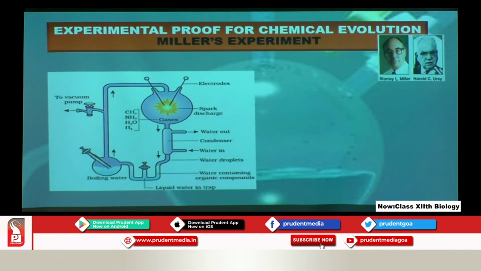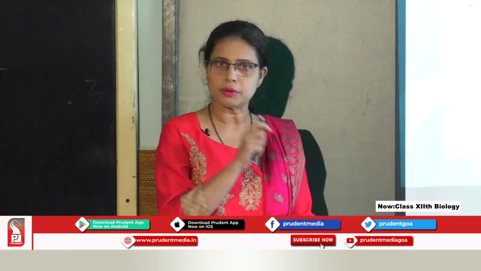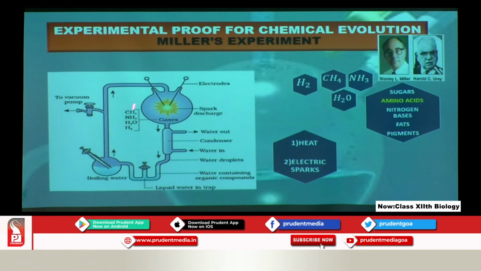So, when he removed the samples, what did he find? He found in this setup amino acids. I have highlighted it in yellow color. So, he found amino acids in this trap. Now, he had not added amino acids. What he had added was all these primitive gases. So, according to him, the reaction must have taken place because of two sources of energy. One is the heat, almost 800 degrees centigrade I told you, and the second is the electric sparks.